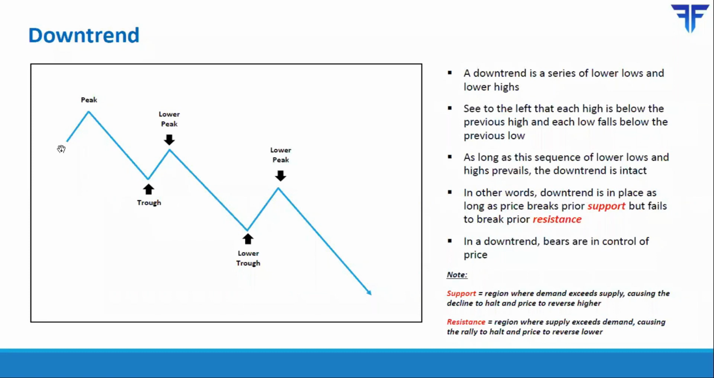Now, an alternative way of looking at a downtrend is that in a downtrend, as you can see, former supports are being broken. So this particular support was broken here, and this particular support was broken here. However, the rallies or the resistances are not broken. So this resistance over here, and this resistance over here, and this resistance, none of them were broken going forward in time. So that is how a downtrend looks. As long as the sequence of lower highs and lower lows prevails, the downtrend is said to be intact.